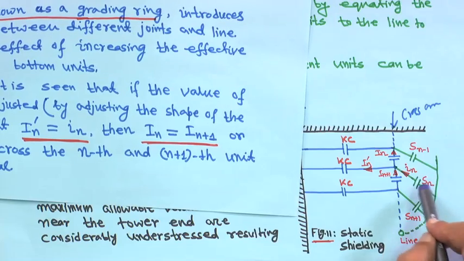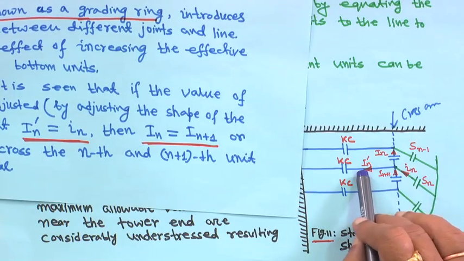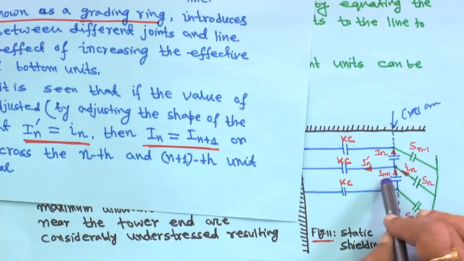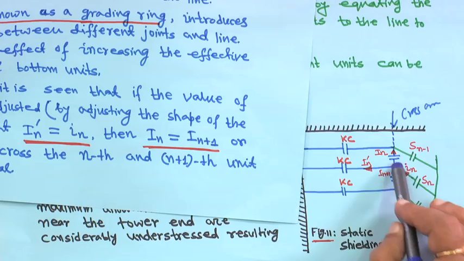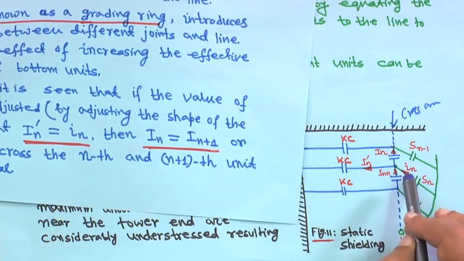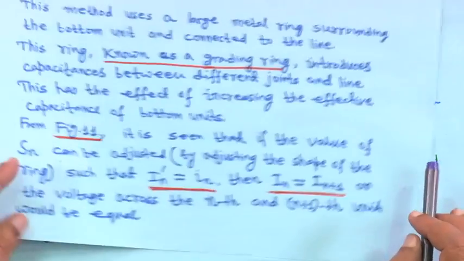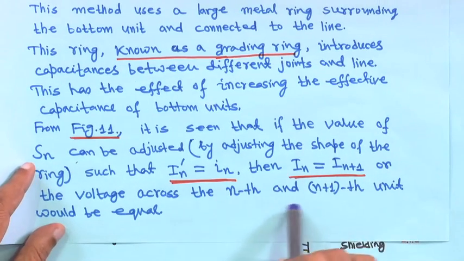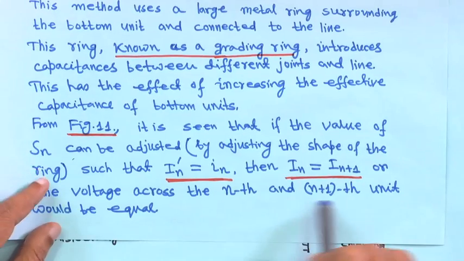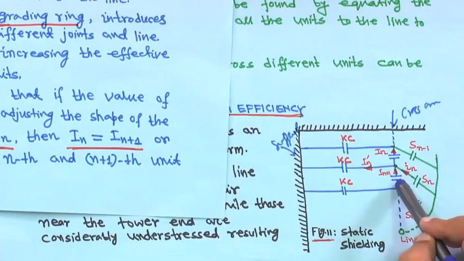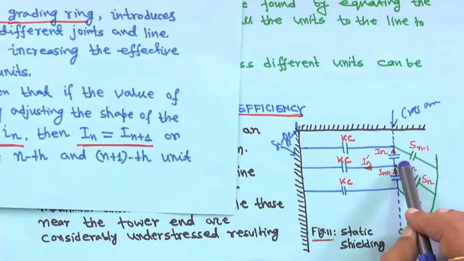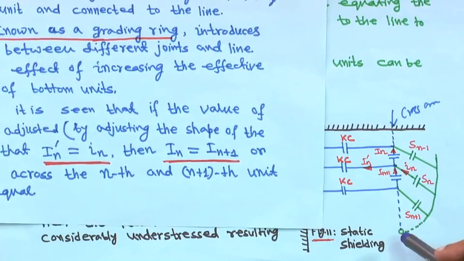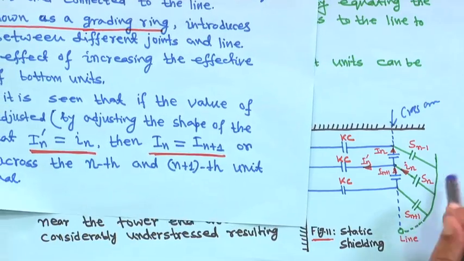If you can adjust this S n value such that I n will be equal to I n dash, equal current, then if you apply Kirchhoff's first law here, you will find I n plus 1 is equal to I n, that every unit has the same current, which is not possible. So, it is seen that if the value of S n can be adjusted, then the voltage across the nth and n plus 1th unit will be equal, which is not possible actually, but this capacitance grading is there. If you look at any transmission tower, you will find this is there, right.